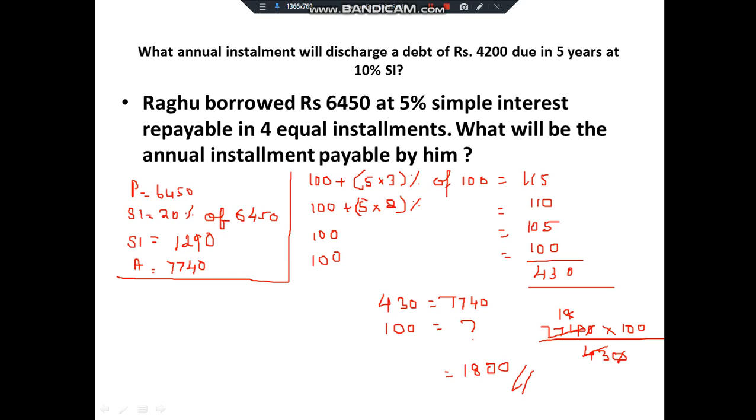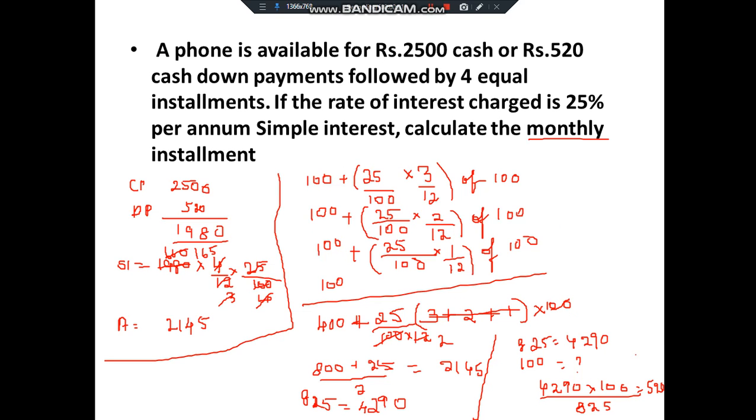Okay. The next variety of question: a phone is available for rupees 2,500 cash or rupees 520 cash down payment, followed by 4 equal installments. If the rate of interest charged is 25% per annum, simple interest, calculate the monthly installment. So here our question is monthly installment. So read the question carefully. Okay, so how we will proceed, we will see.